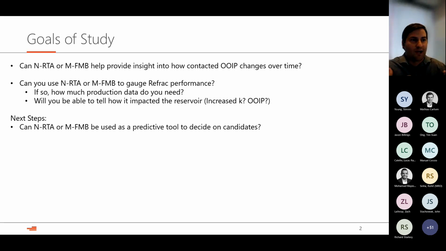Being able to tie all this together and hopefully see it in an RTA space will be fantastic. And then obviously the biggest win is if I can use it even to predict which wells are going to benefit the most from refracts going forward.